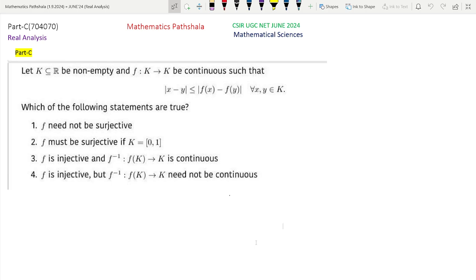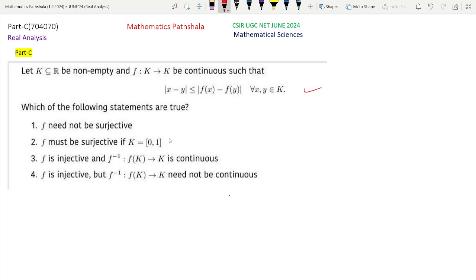This is a problem of CSIR NET June 2024 Mathematical Sciences. This is a problem of real analysis Part C. The question ID is 704070. First we read the question. Let K subset of R be non-empty and f: K to K be continuous such that this condition holds. Then which of the following statements are true?